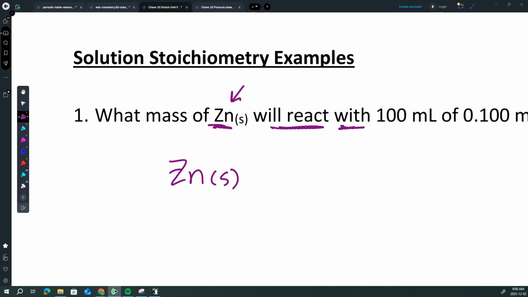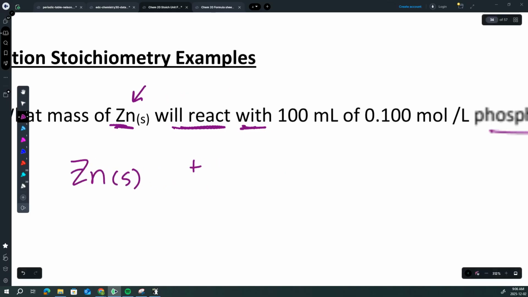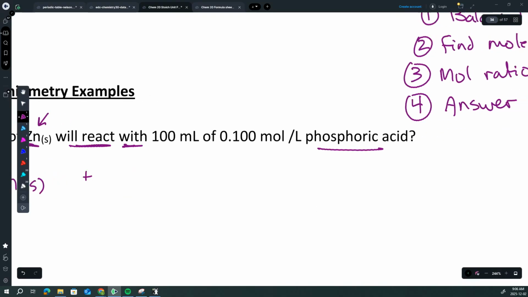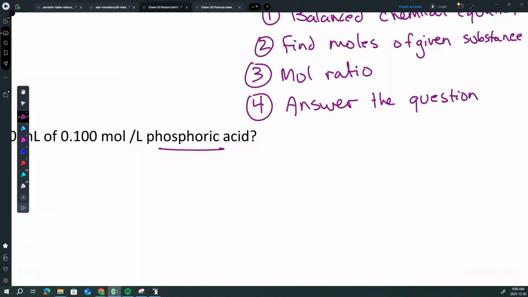So zinc solid plus phosphoric acid. As a quick reminder about acids and the naming system, there are a few different sentences that we can use to help us remember how acids are named and how to translate that into a formula. So I'm going to take a quick second to write all of those out.